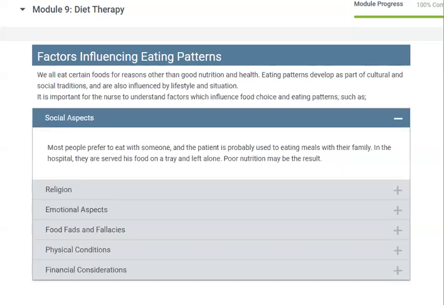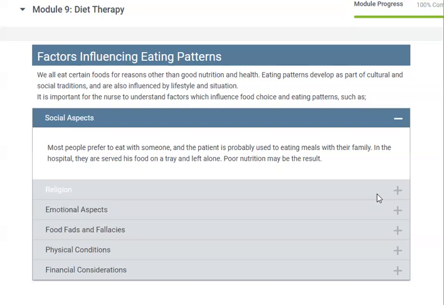Factors influencing eating patterns. We all eat certain foods for reasons other than good nutrition and health. Eating patterns develop as part of cultural and social traditions and are also influenced by lifestyle and situation. It is important for the nurse to understand factors which influence food choice and eating patterns, such as social aspects. Most people prefer to eat with someone, and the patient is probably used to eating meals with their family. In the hospital, they are served their food on a tray and left alone. Poor nutrition may be the result.